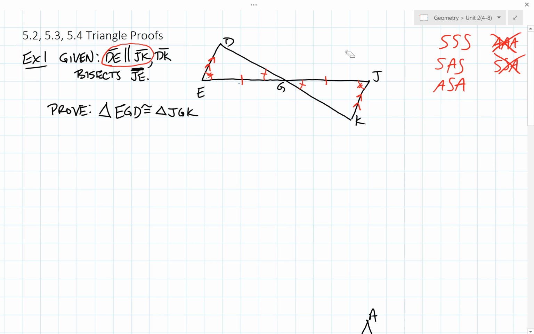Okay, so now we're ready to write our proof. The first given says DE is parallel to JK, and the reason is that that was given. Okay, and then we had another given which said that DK bisects JE, and that was also given.